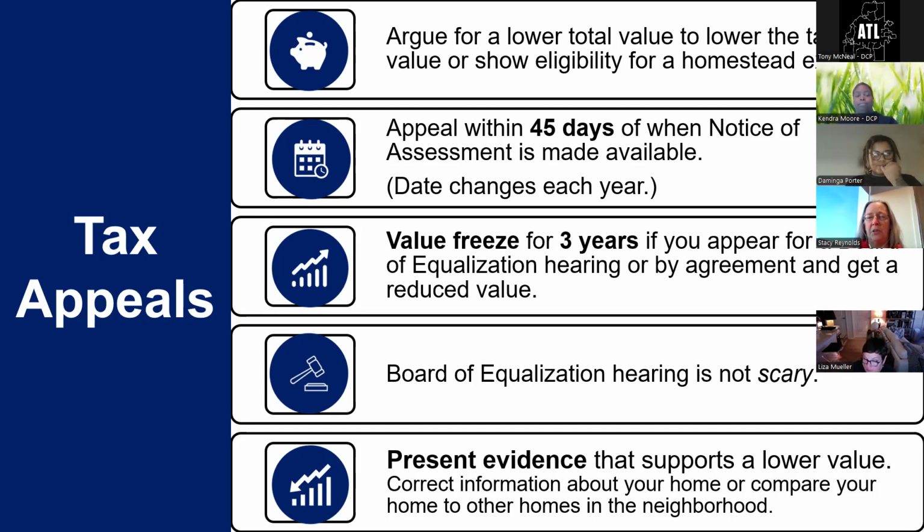They get a little bit of training, but mostly they're taxpayers. And so you're just presenting to those 3 people why you think your value should be lower. And then the county will provide their argument for why they think the value is right. And then it's up to the Board of Equalization to decide which one they think is correct. If you can provide some evidence that supports a lower value, there's a good chance you can convince them to lower it at least a little bit.